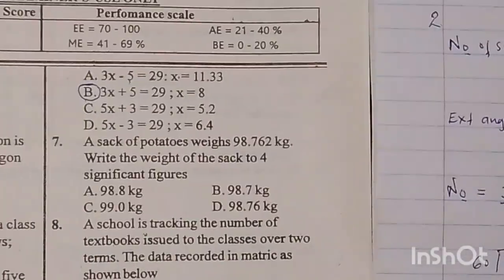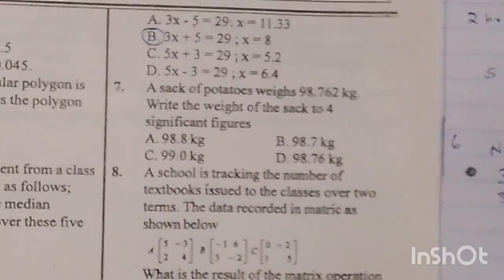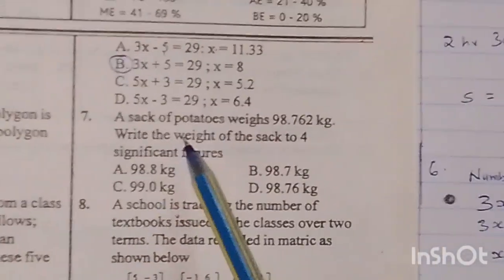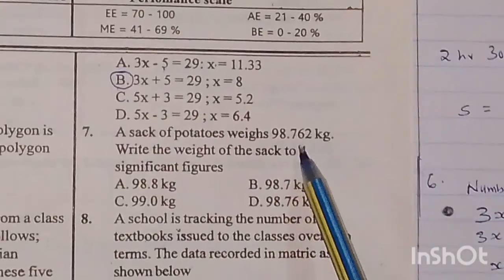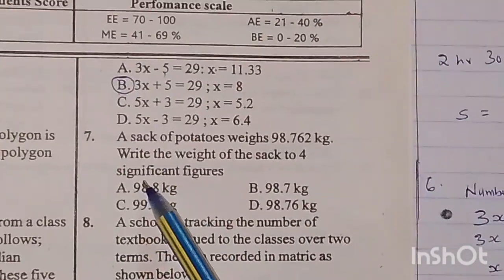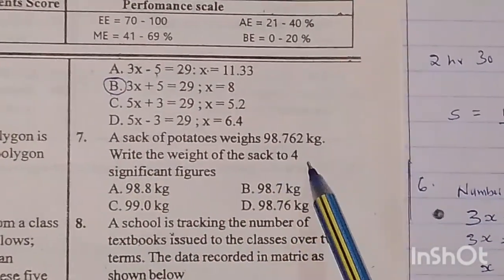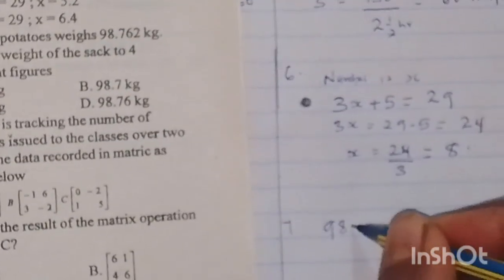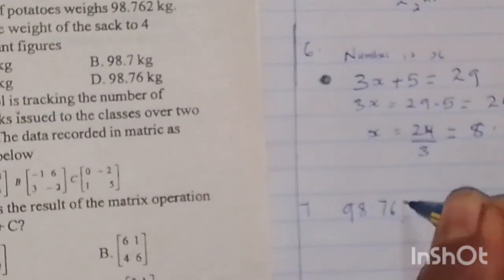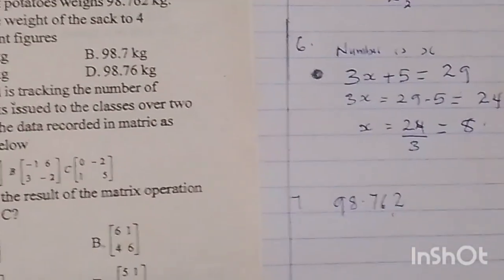Question number 7. A sack of potatoes weighing 98.762 kilograms. Write the weight of the sack to 4 significant figures. Now the weight is 98.762 to 4 significant figures.